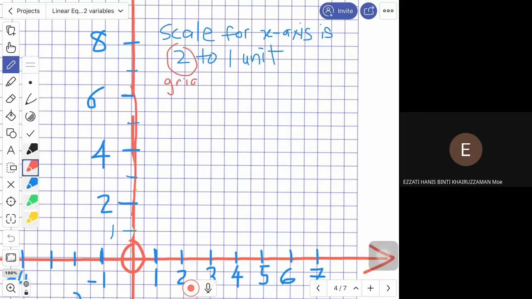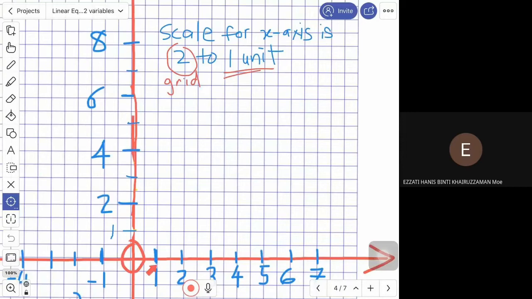In some graph paper, it will mention that 2 centimeter. Because this grid is not measuring 2 centimeter, it's just a grid. So 2 grids to 1 unit. What does 1 unit mean? This is 1 unit. 1, 1, 2, 3, 4, 5, like that. Okay, 6, 7, and so on. Understand?